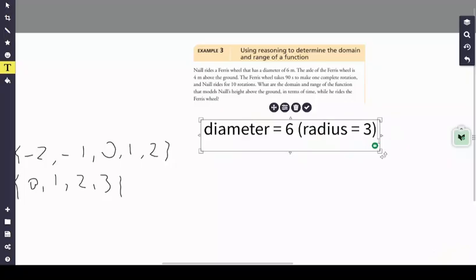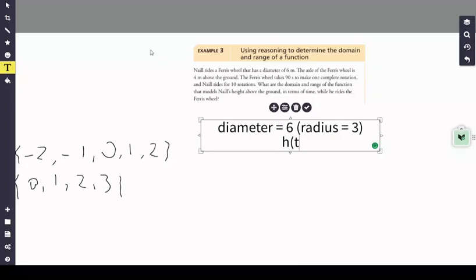The Ferris wheel takes 90 seconds to make one complete rotation, and Neil rides for 10 rotations. That's a lot. What are the domain and range of the function that models Neil's height above the ground in terms of time while he rides the Ferris wheel? So obviously we would need our full function notation for a sinusoidal function or a cosine function. So let's decide: are we going to use a sine function or a cosine function? We don't know exactly, and the question doesn't ask us to do that. The question asks to determine the domain and range of the function. So let's go ahead and do this.